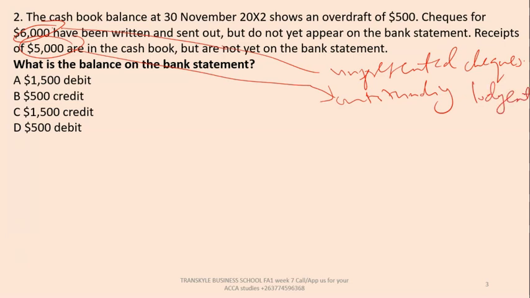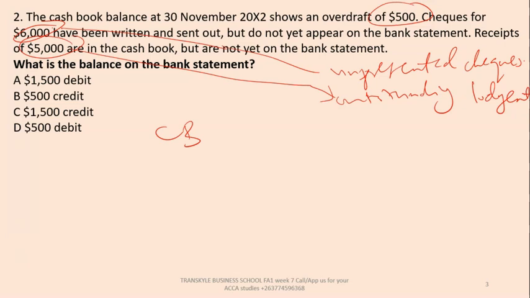Okay, they are still outstanding. So what happens here is you are given a cash book balance. The cash book balance is showing an overdraft. So how is it presented? We said that if the cash book has got money, it shows a debit balance. But in this case, the cash book has no money, it is in an overdraft position.